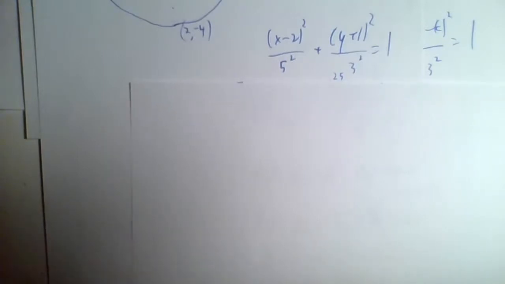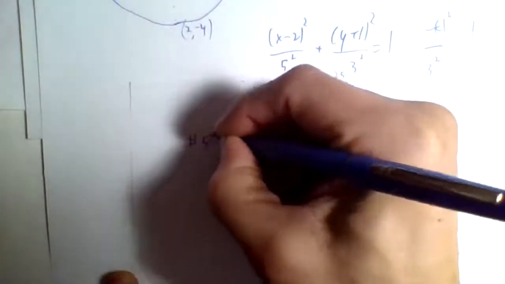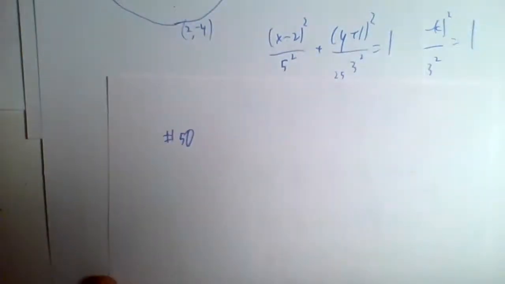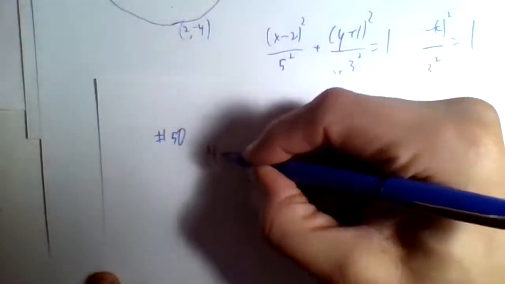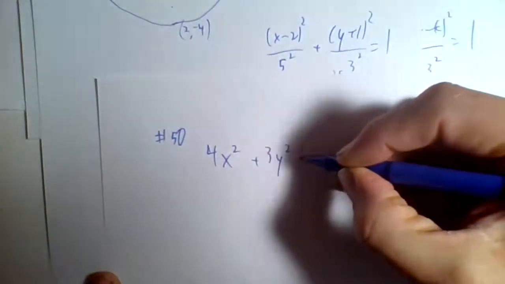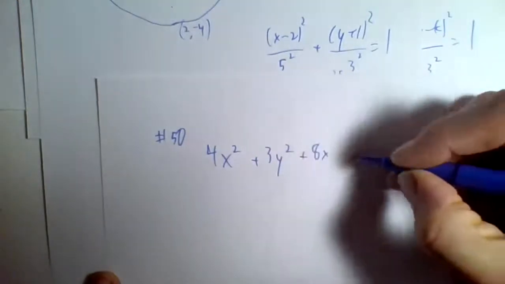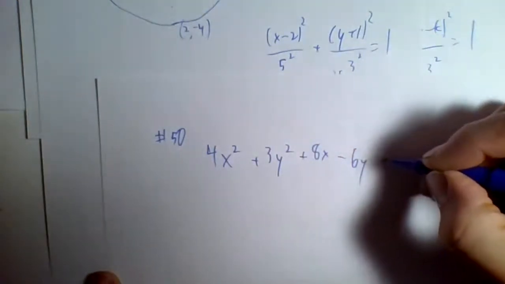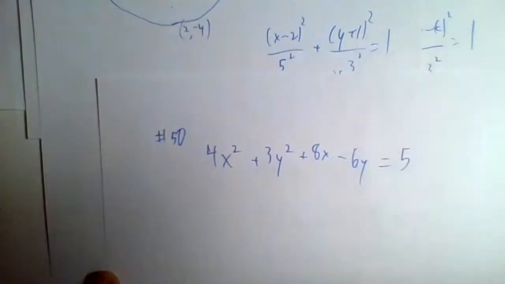This one I have marked, I think, was part of the homework. So if you tried number 50 from here, it's the ellipse problem, where it starts off with just a whole bunch of terms. They're in this order, but I'm going to rearrange them a little bit. But I have x squared and y squared terms.